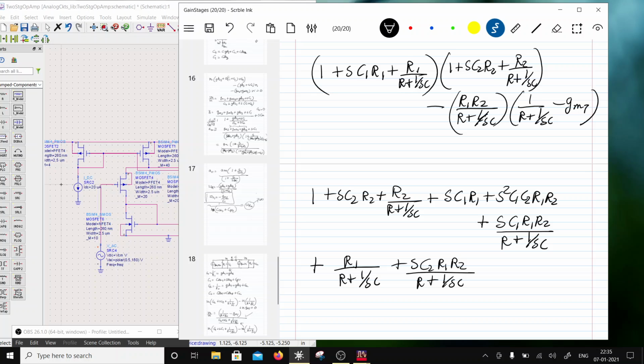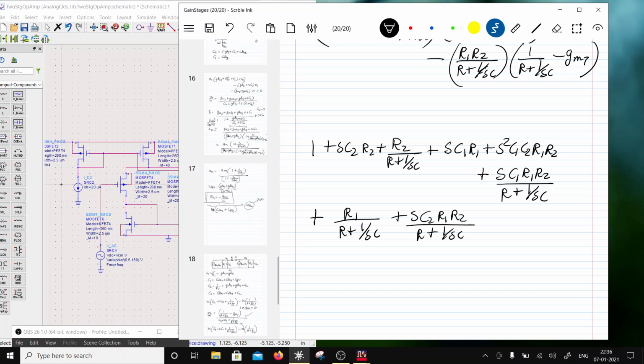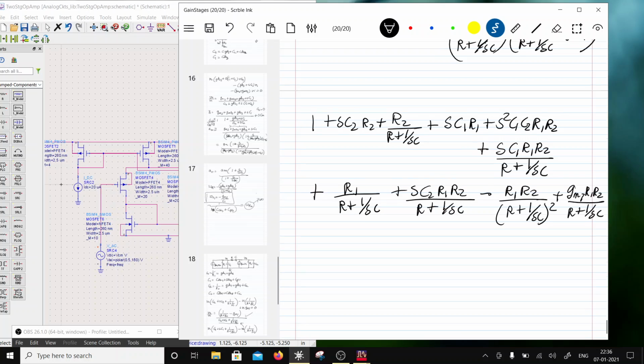So this is all opened, minus I'll open this one also, so it will be R1 R2 divided by R plus 1 over SC square plus, so this will be minus term, this will be a minus term, plus GM7 R1 R2 divided by R plus 1 over SC. Now this is the term, it's only one minus sign here.